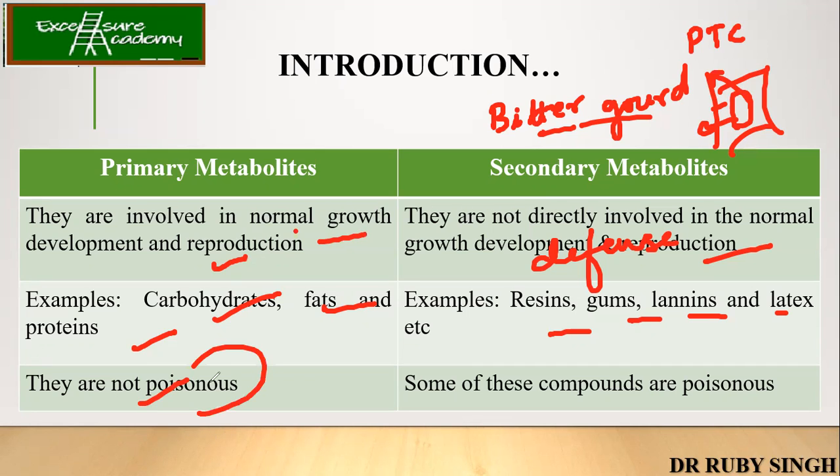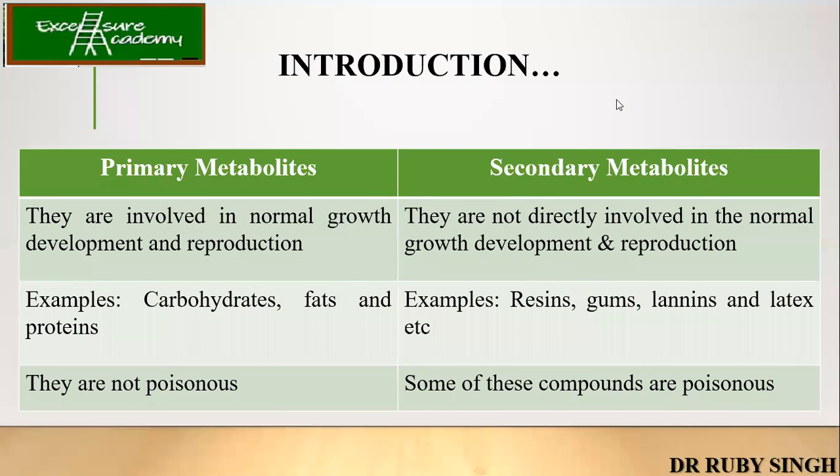So it cannot be poisonous. And secondary metabolites, some of these compounds are poisonous. Okay. So we know the bitter gourd has a bitter taste. It is just that it is not lethal to humans, but the taste is obnoxious so that people are not eating it. That's why you see in the human population that not everyone eats bitter gourd. Okay. There are only a few people who can tolerate the bitterness, and thus they are eating the bitter gourd.